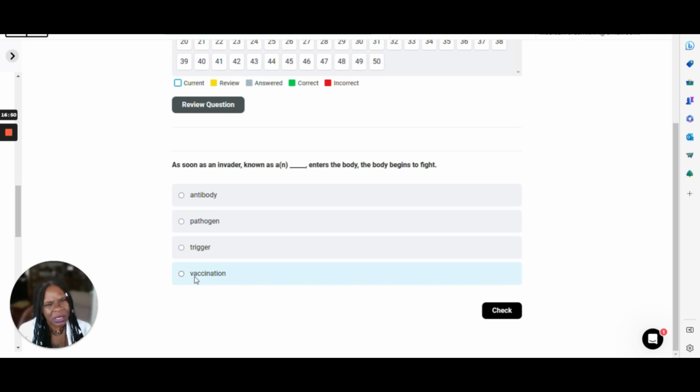But we also can say that trigger, that one doesn't sound sciencey enough for me, so I'm not going to pick that one. But when you get to antibody and pathogen, that's where things might get a little bit tricky. But I'm going to tell you, pathogen is going to be the correct answer, and here is why.